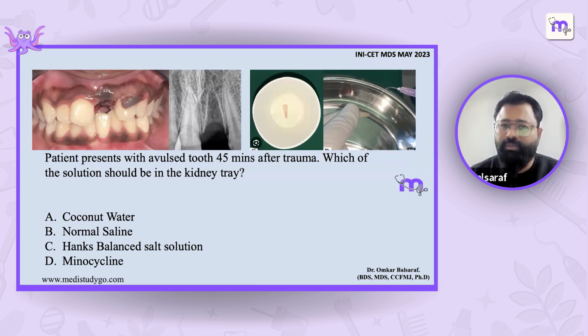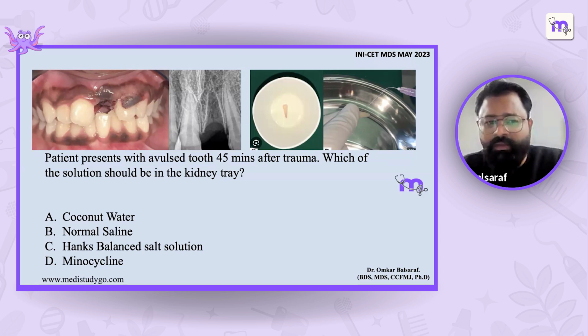So, if you don't have Hank's balanced salt solution, if the patient is old enough, you can place it inside the buccal vestibule of the patient, avoiding any kind of swallowing if the patient is in his senses. If he's unconscious, don't attempt such kind of things. You can use coconut water also. The coconut water has shown substantial preserving of the fibroblast cells around.